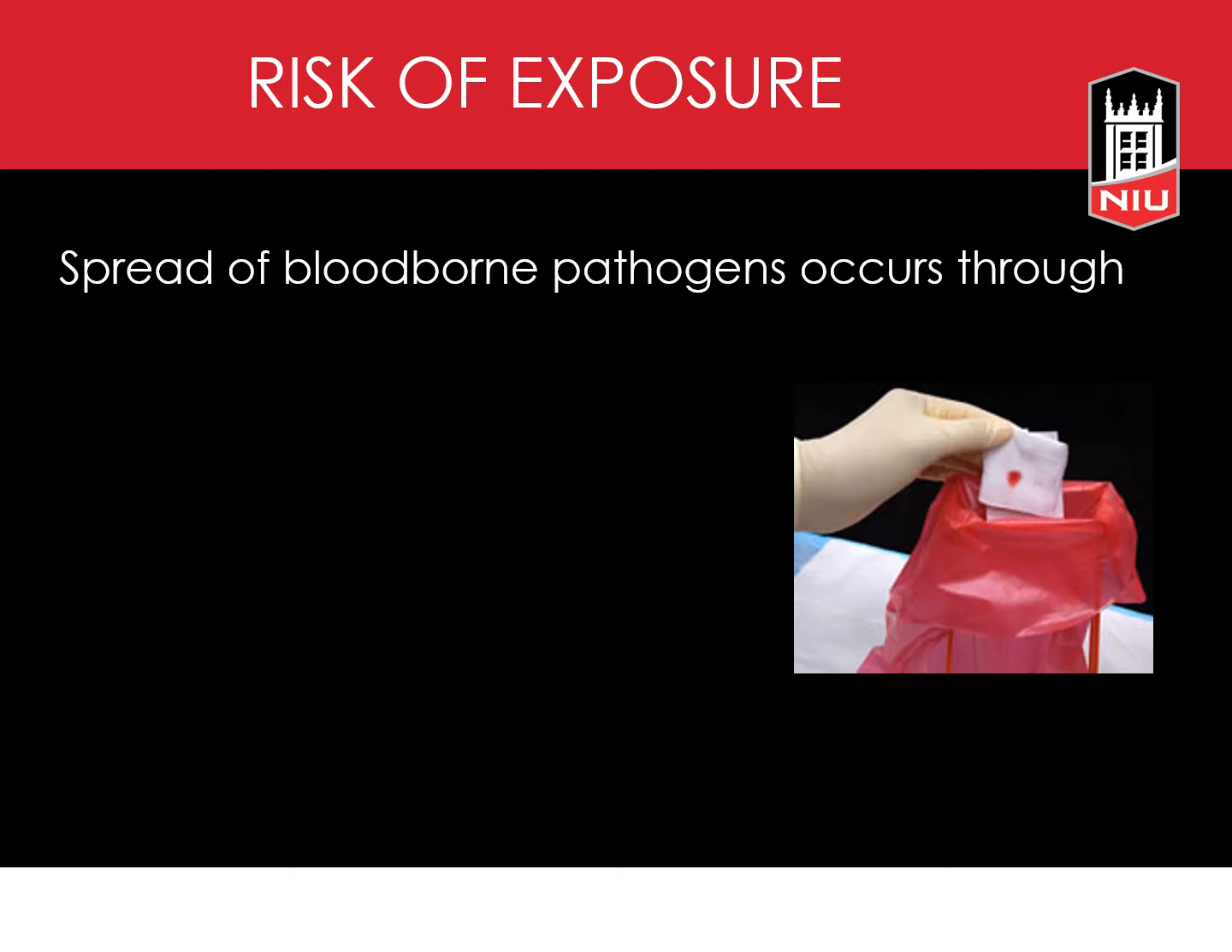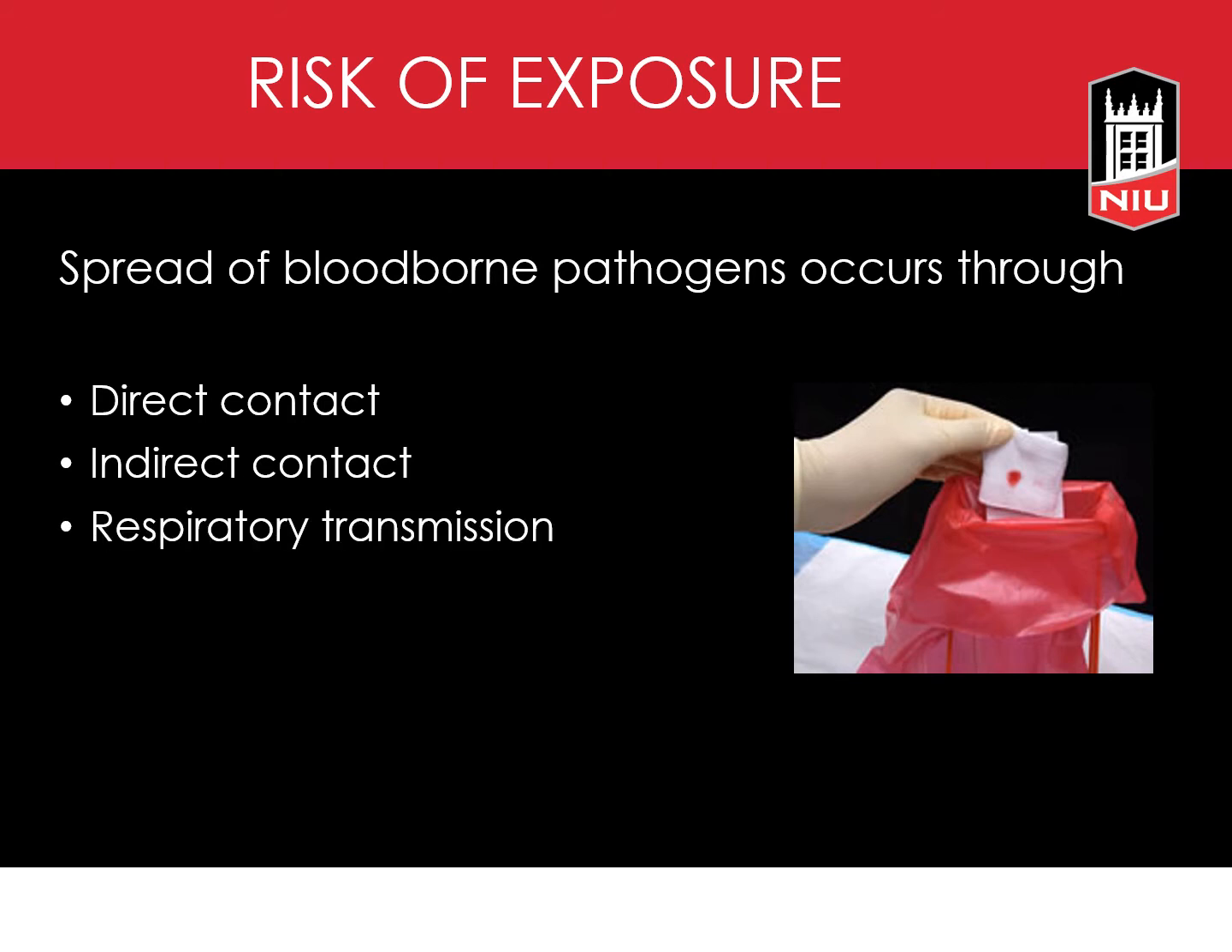The spread of bloodborne pathogens occurs primarily through direct contact, which is when infected blood or body fluid from one person is transferred directly to another person. Indirect contact, which is when a person touches an object that contains the blood or body fluid of an infected person. Respiratory transmission, which is when a person inhales respiratory droplets from an infected person, such as a cough or sneeze. And finally, vector-borne transmission. This is when a person's skin is penetrated by a bite or other means from an organism carrying the disease.